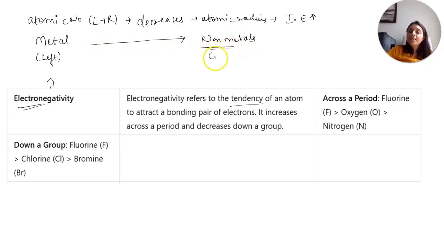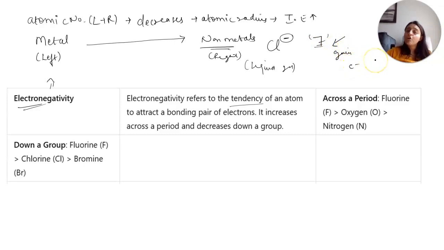So non-metals generally have certain properties, like for example, if we consider chlorine, right? We have studied that non-metals can also be considered as liquids and gases. So we have seen that chlorine has a negative sign, right? Why does chlorine have a negative sign? Do you know? Because chlorine's last valence electron count is 7. Now it can gain an electron to complete its electronic configuration.